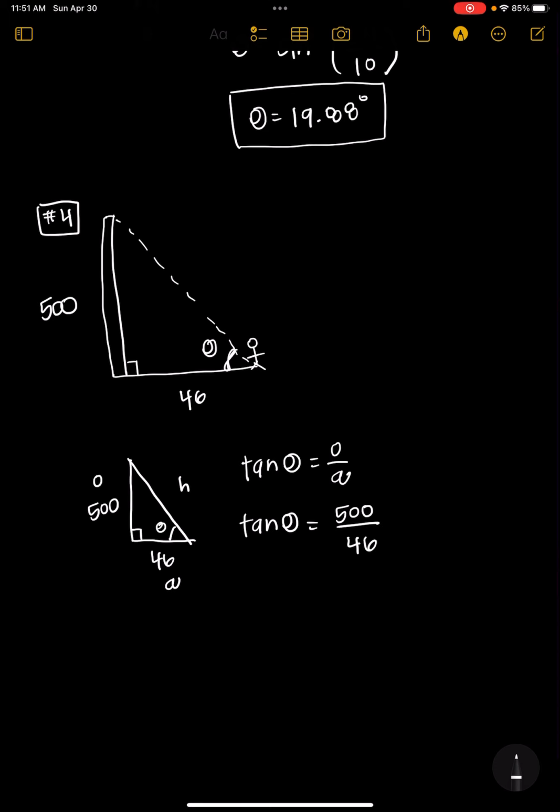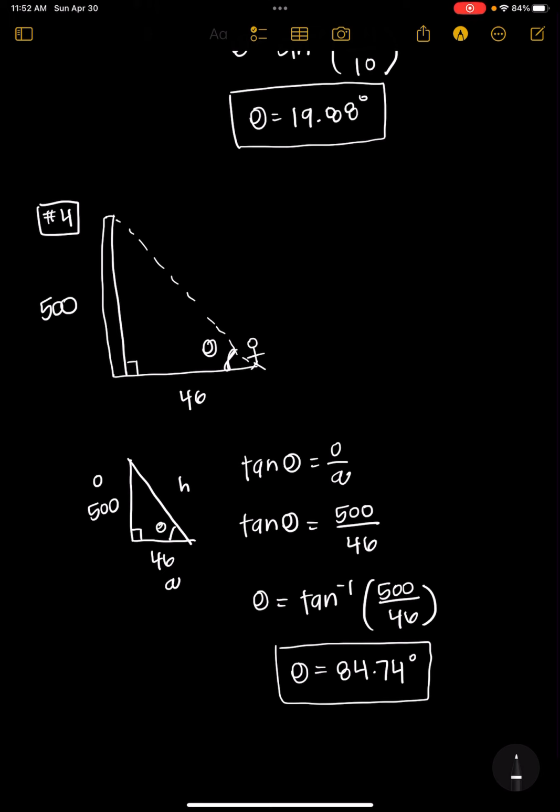If I want to solve for theta, I've got to get rid of the tangent by doing the inverse tangent. So theta is equal to tangent inverse, or tangent to the power of -1, of 500 over 46. And that is something that we can plug into a calculator. So tangent inverse of 500 divided by 46 gives me 84.74. So theta is equal to 84.74 degrees. All right, so as you can see, these are just like what we've done in the last couple of videos, but you need to be able to draw the picture of the triangle first. So that's how we solve word problems with right triangle trigonometry.